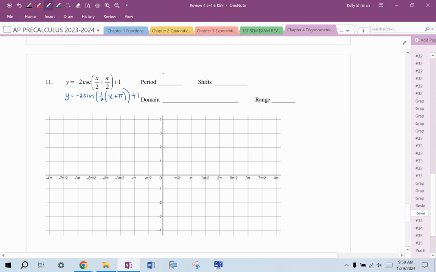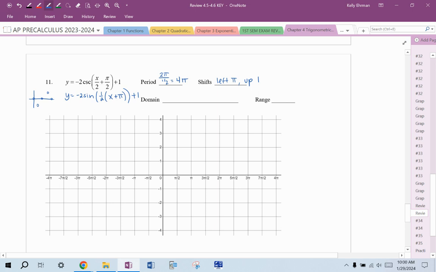The period is 2 pi over 1/2, so the period is 4 pi. For the shifts, we have a phase shift, left pi, and we have a vertical shift, up 1. And then let's remind ourselves, a negative sine graph goes midline, down, midline, up, midline. All right, so let's give ourselves our new starting point. Now remember to be careful with the starting point if it's cosecant or secant. We talked about this in the notes. If you draw a full vertical line, it might look like a vertical asymptote, and it may or may not actually be one.